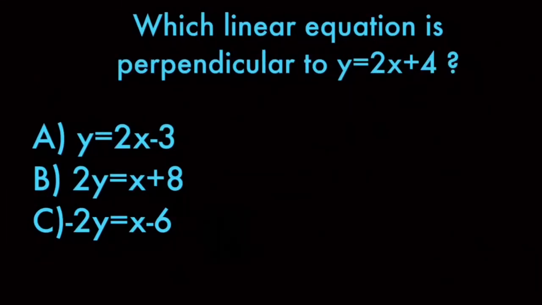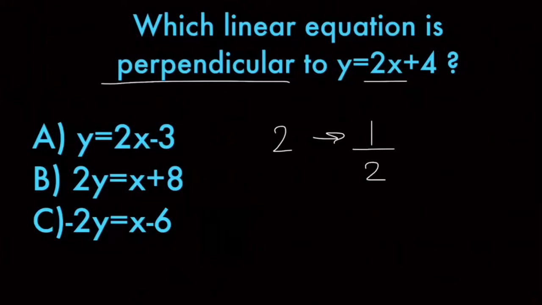On the same format as the other question, they may also ask which linear equation is perpendicular to, and then give you a linear equation. So just as with parallel, there are conditions to figure out whether or not a line is perpendicular to another one, and these conditions are that the slope, so here the slope is 2, right? So the slope of a perpendicular line would have to be the inverse of this, meaning 1 over 2, and the opposite sign, so -1 over 2.